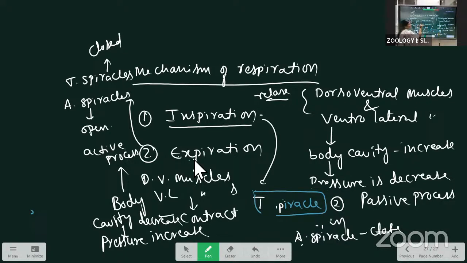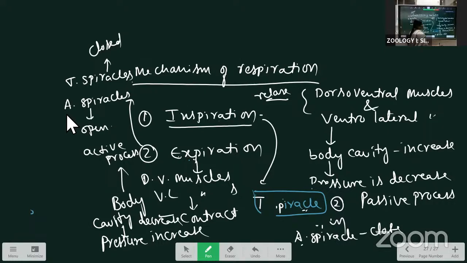The air comes in, that is called inspiration. In the inspiration time, the thoracic spiracles are kept open and the abdominal spiracles are closed. Next is the expiration time. The same muscles contract, and at that time the body cavity will be decreased and the pressure is increased. That's why the air is expelled out, which we call expiration. At this time, the thoracic spiracles are closed and the abdominal spiracles are open.